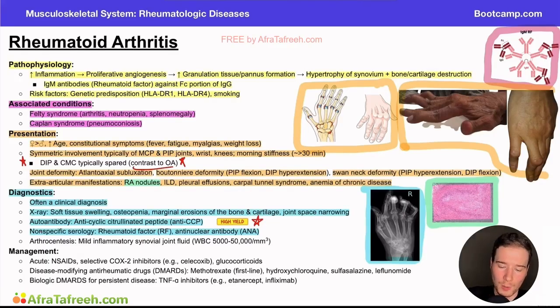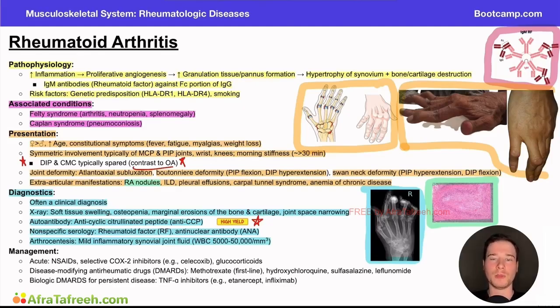Now, to wrap this up, we can consider arthrocentesis as well, which is going to show mild inflammatory synovial joint fluid with white blood cells in the range of 5,000 to 50,000. Compare this with osteoarthritis, which is non-inflammatory. The white blood cells would be less, versus septic arthritis, in which the white blood cells would be greater than 50,000 because there's just tons of neutrophils and other white blood cells trying to fight the infection.